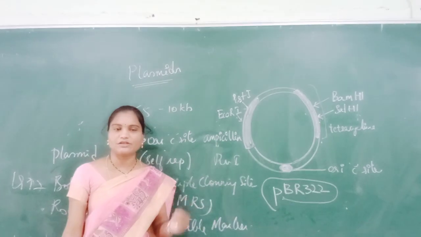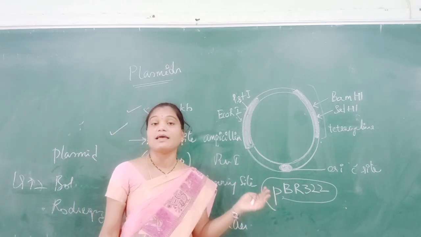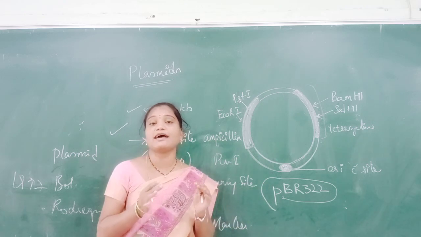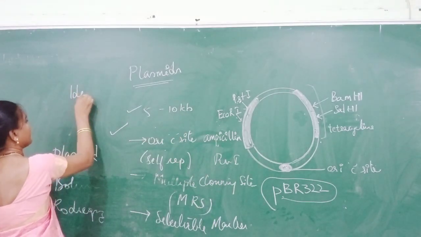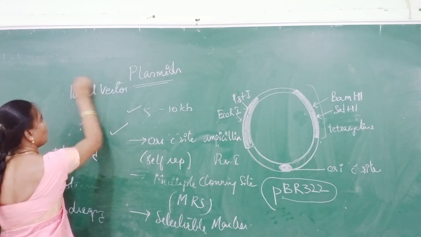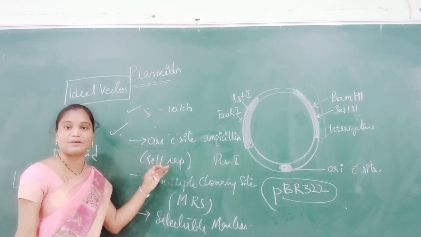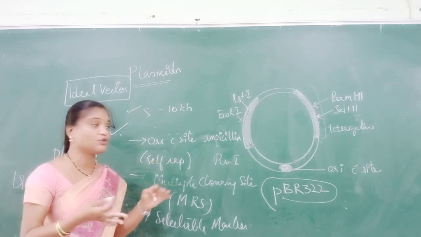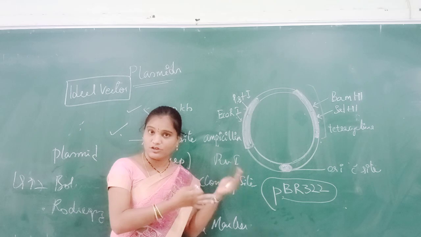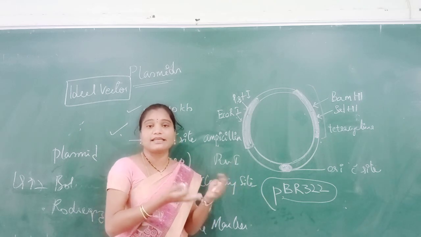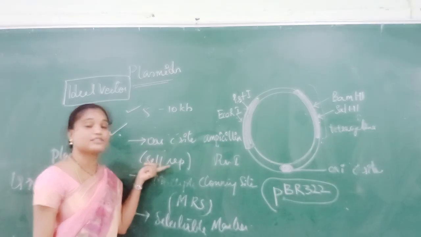Now, why is this particular pBR322 tagged as an ideal vector used for genetic engineering purposes? So pBR322 is known as an ideal vector. Why? Because, as I said earlier, it has the ori site, that is self-replication activity. Whenever this pBR322 is inserted with a gene of interest, it will carry the gene of interest and this can easily self-replicate in bacteria. So this is the property, self-replication through the ori site.